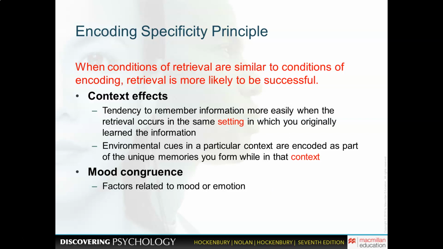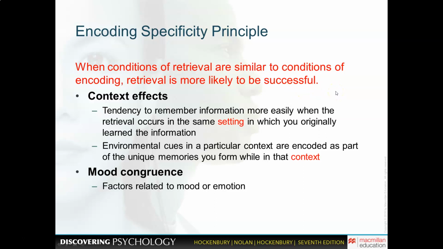Okay, now this is a term right here. Even though it sounds a little bit complicated, it's really not. Researchers use the term encoding specificity principle. All that refers to is basically when conditions of retrieval are similar to conditions of encoding. And when that is true, then our retrieval is more likely to be successful.